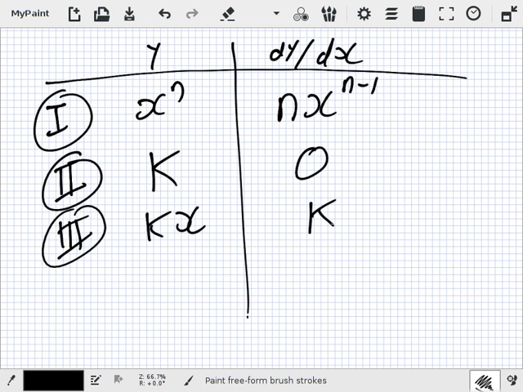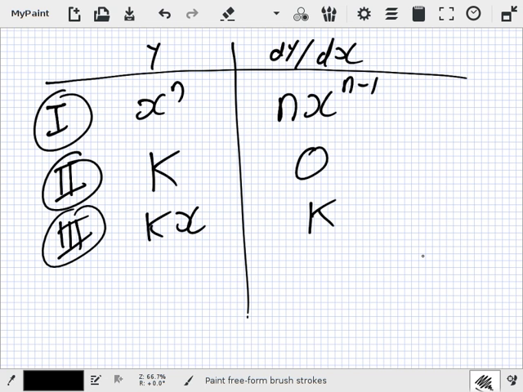Now, you already know this, okay? If you have a line, say the line 5x plus 3, what's the slope of 5x plus 3? 5. So this is not a surprise, because the slope of mx plus c is m. So it's not a shock that the slope of kx is just k. The derivative of kx is just k.